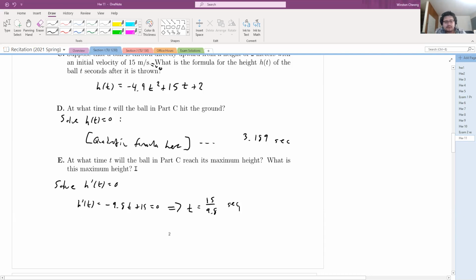And then what is the maximum height itself? Well, we take this value and we plug that into the height function. So plugging in 15 over 9.8, doing it by hand would be terrible. So you end up with a decimal that's approximately this. So that's that. Hopefully there aren't any questions on that.